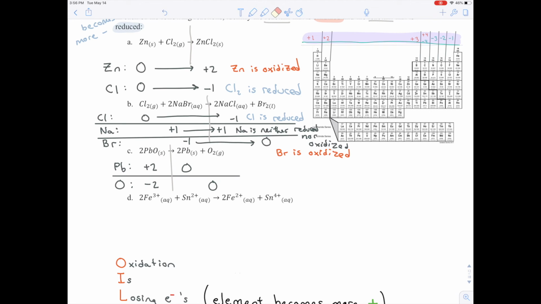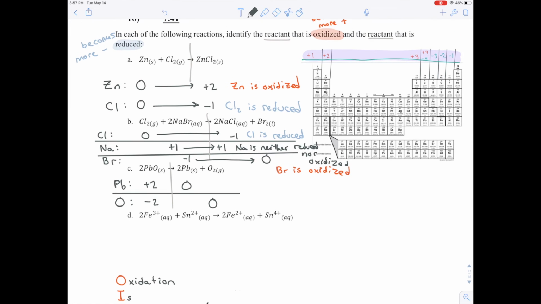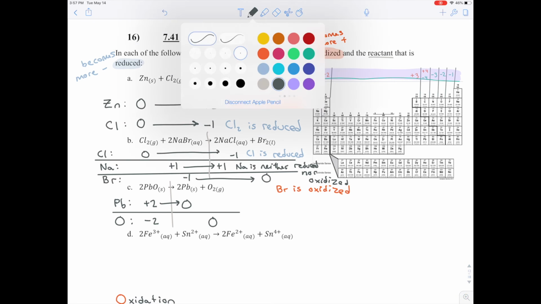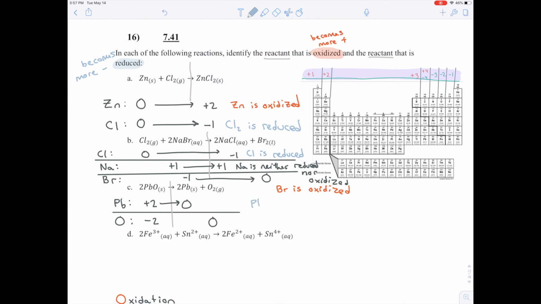So that's the first step, finding the charges on both sides of the arrow. Now let's think about oxidation and reduction. As you go from the left to the right side, lead goes from being positive 2 to 0. Now 0 isn't negative, but it is more negative than positive 2. It's a more negative number than positive 2 is. So lead becomes more negative, so it is reduced. So we could say lead is reduced.